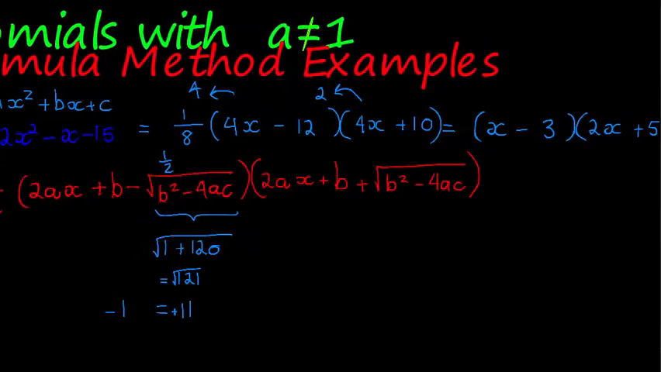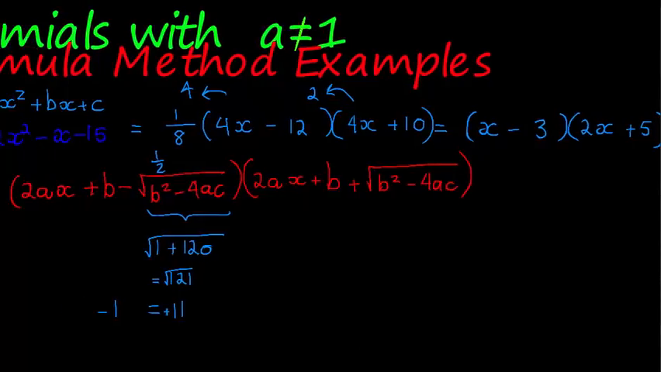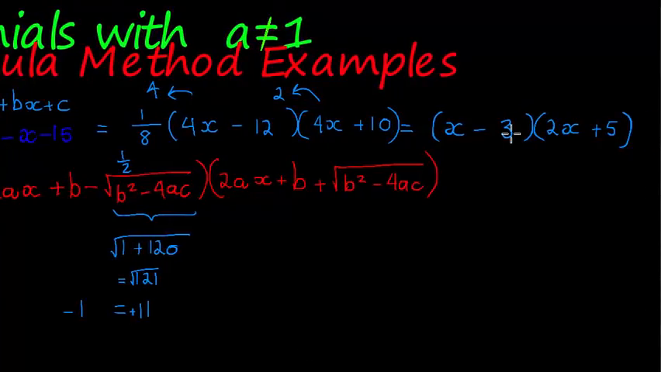We can test it if you want. So x times 2x is 2x squared. Negative 3x, negative 3 times 2x is negative 6x. Plus the 5x gives me negative x. Negative 6 plus 5 is negative 1. Okay, and then finally the negative 3 times the 5 gives me the negative 15.